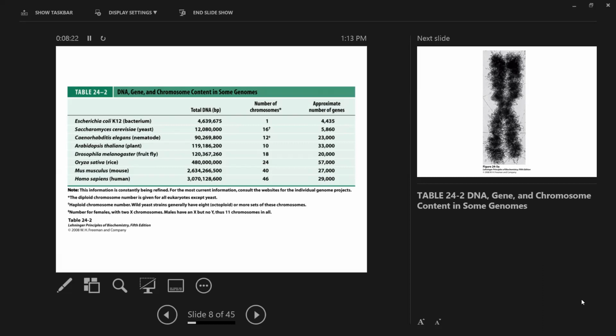Now notice that the rice genome encodes more genes than the human genome, but it's smaller. This is called the C-value paradox. Bigger genomes don't mean more complicated critters.